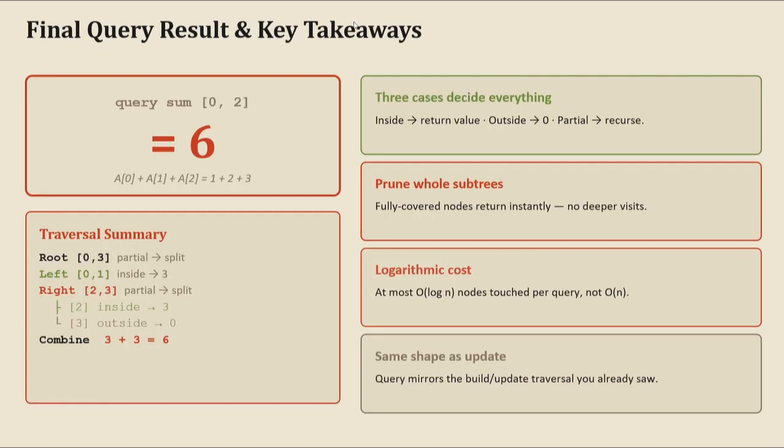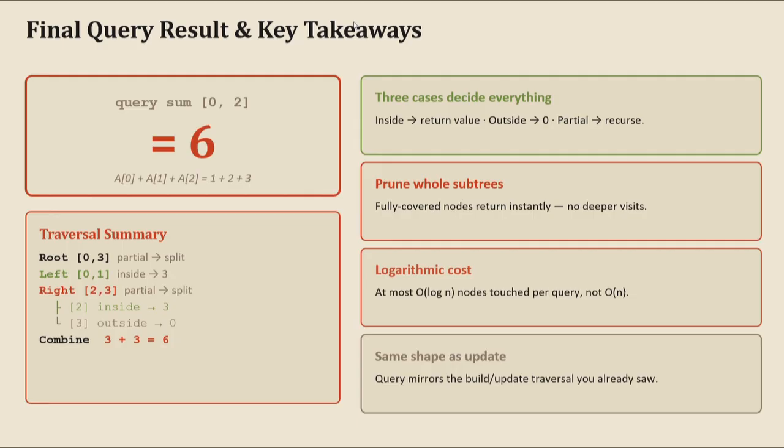So to wrap up, the query for sum 0 to 2 gives us 6, reached by visiting just 4 nodes and combining their results. The traversal followed this path. Root was partial, so it split. Left child 0 to 1 was fully inside, so it returned 3 immediately. Right child 2 to 3 was partial, so it split further. Leaf node 2 was inside and returned 3. Leaf node 3 was outside and returned 0. Final answer: 3 plus 3 is equal to 6.